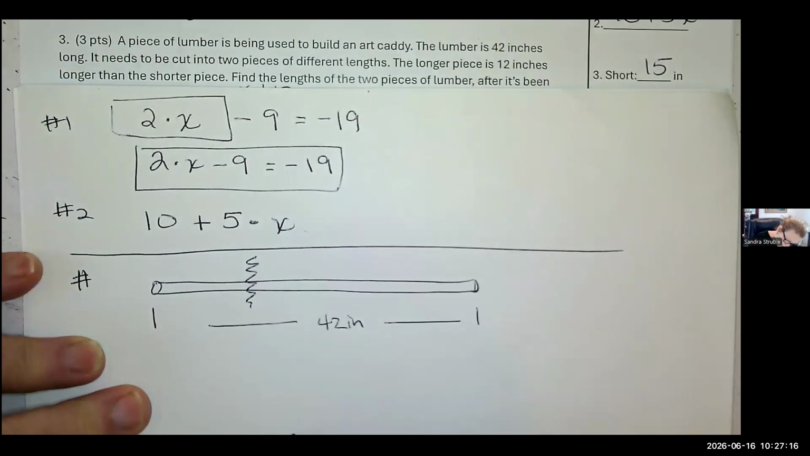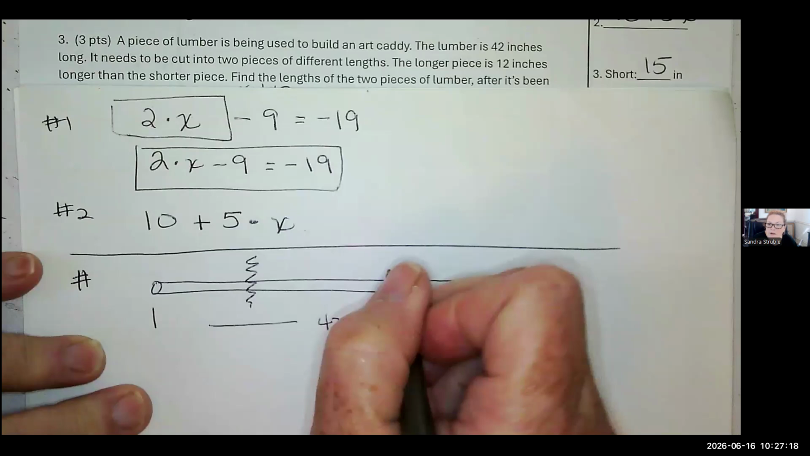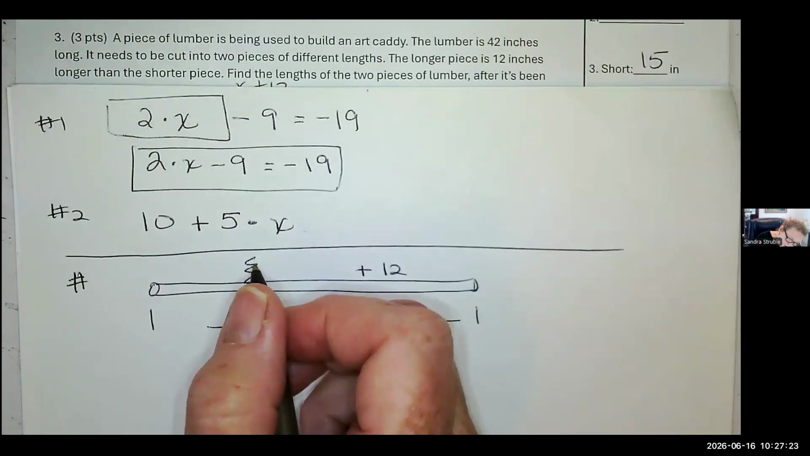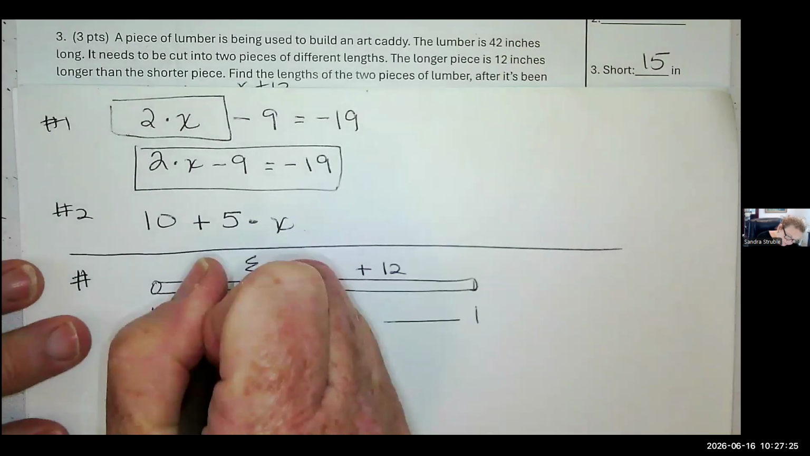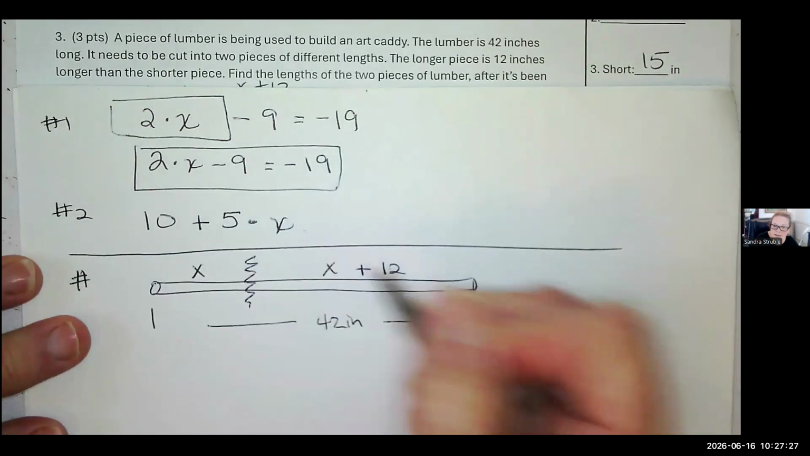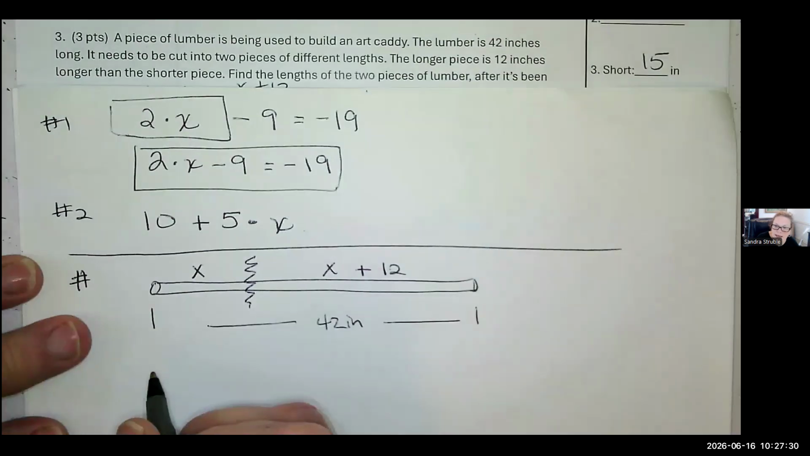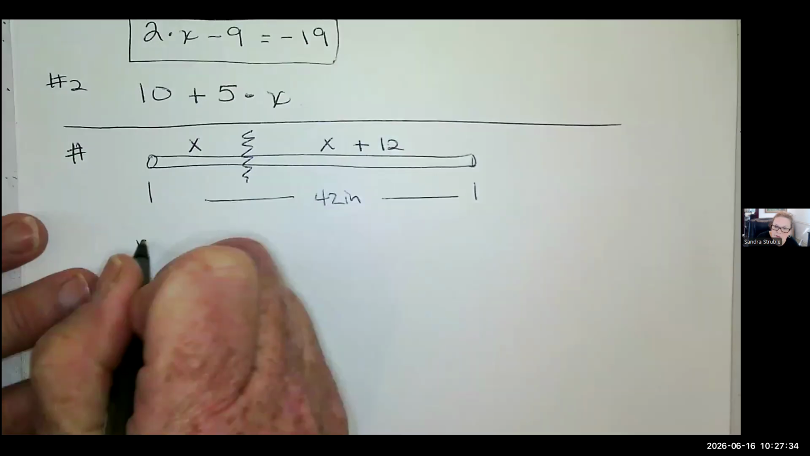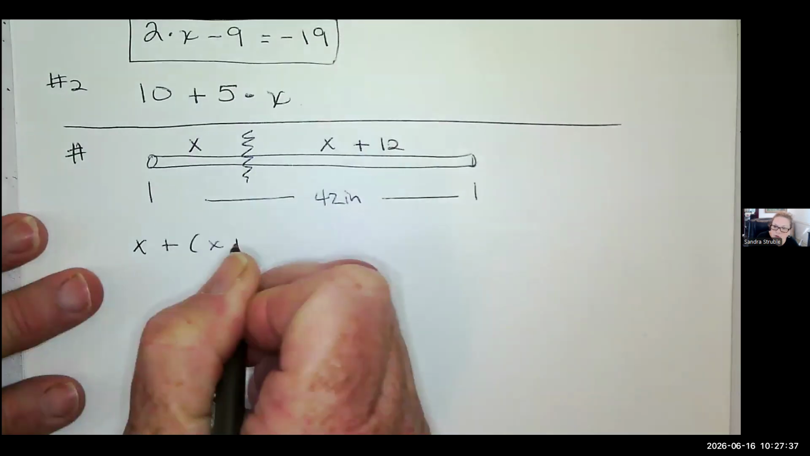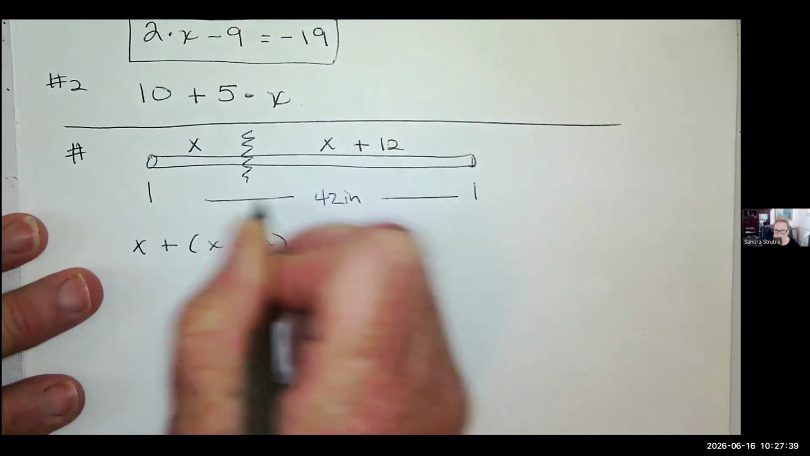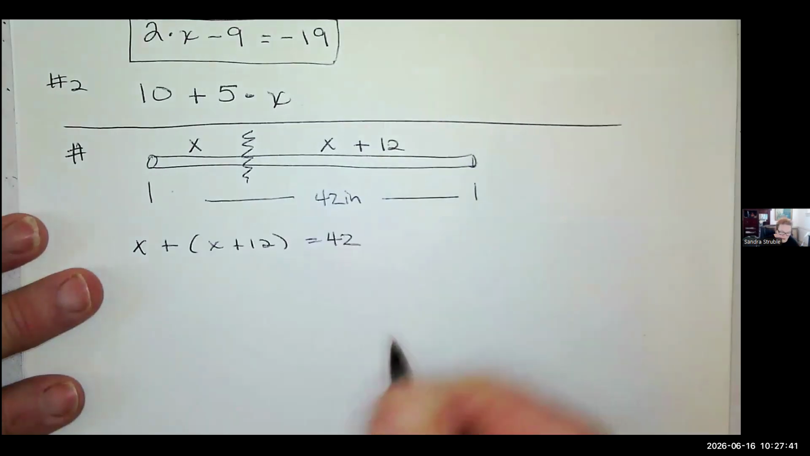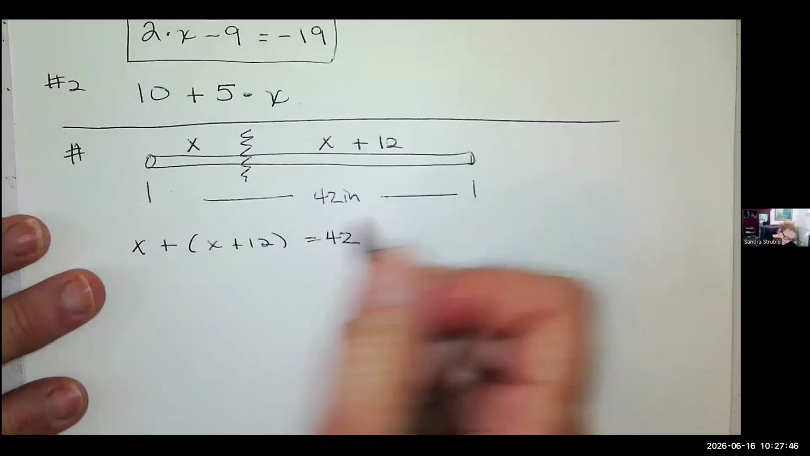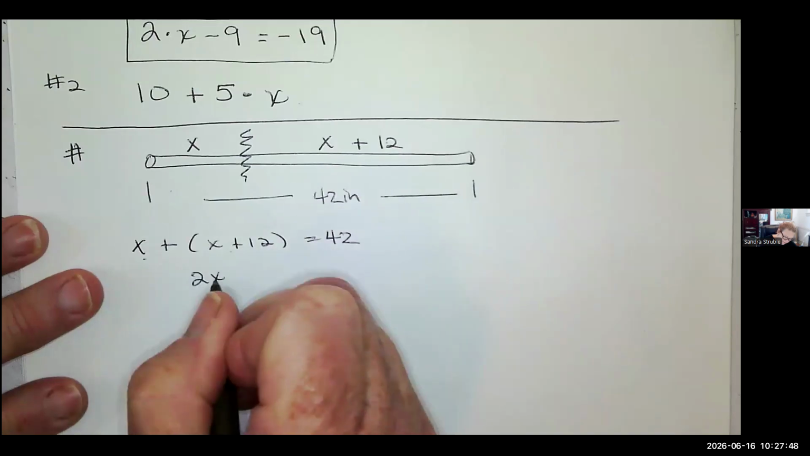So 12 inches longer than, and they don't tell us what the shorter piece is. So we're going to call the shorter piece X. So 12 longer than X. And it says find the length of the 2 pieces. So to do that, you just add the X plus the X plus 12 and make that equal to what the total length is, which is 42. Okay. So now we can just drop the parentheses. X plus X is 2X plus 12 is 42.